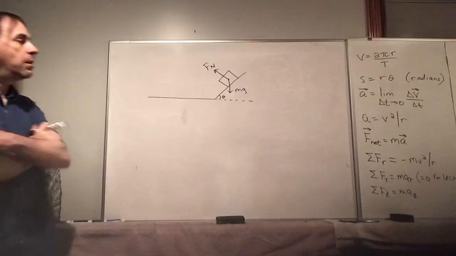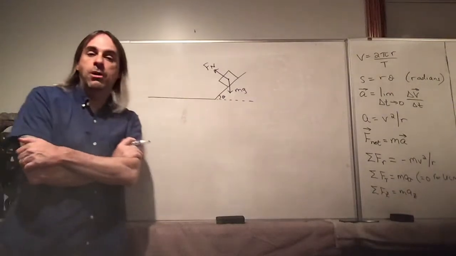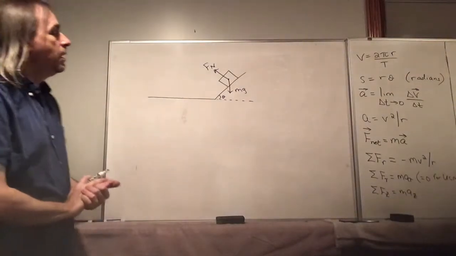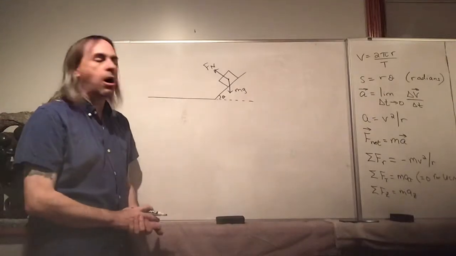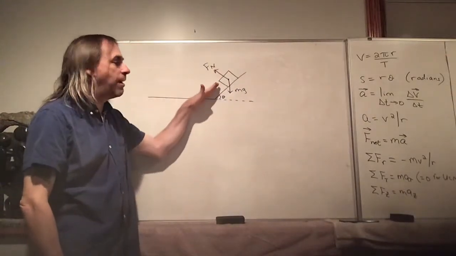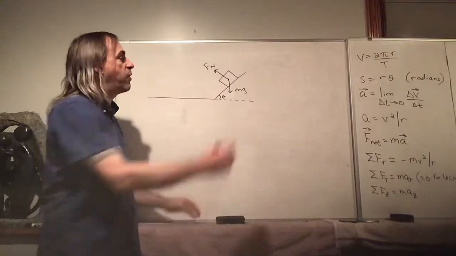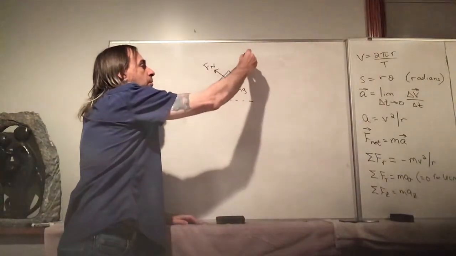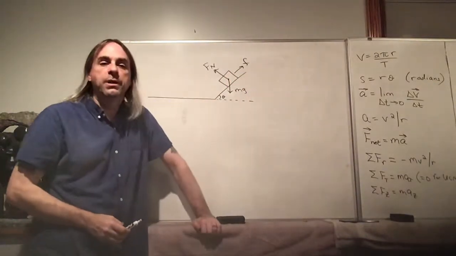Now, friction also plays a role here. And what role would friction play? Well, say the car wasn't moving at all. What's it going to do? It wants to slide down the incline. And so friction would oppose that, and it would be pointed in that direction.